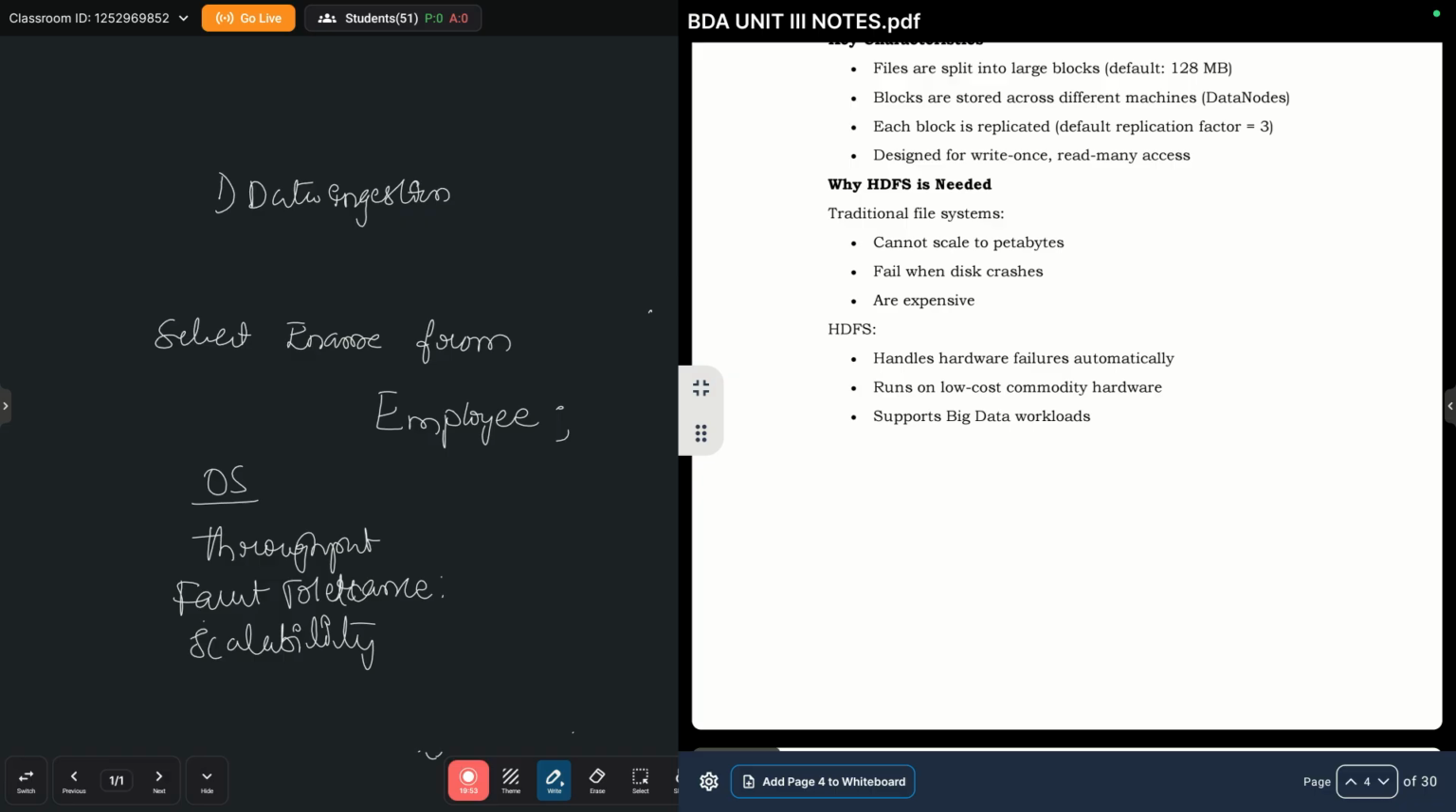Next one is MapReduce. MapReduce is nothing but for data processing purpose. We are going to use MapReduce to process the data. That is the data processing purpose. Here in MapReduce, the block size is 128 MB.